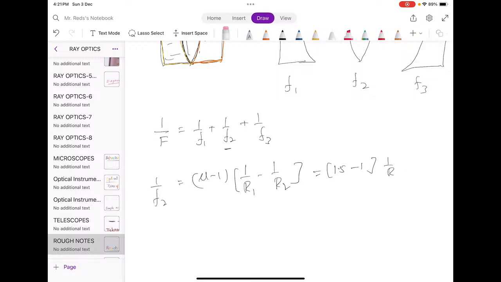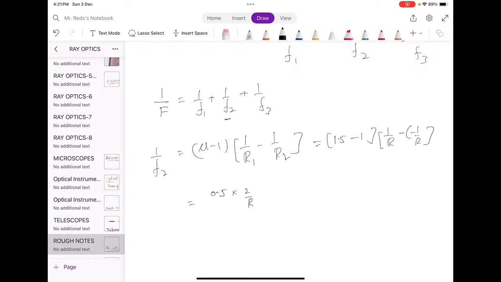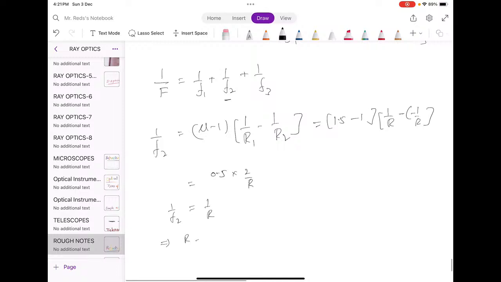You can write otherwise clearly, minus of minus 1 by r is plus 1 by r. It becomes 1 by r plus 1 by r, which is 2 by r. So 1.5 minus 1 is 0.5, into 2 by r. So 0.5 into 2 is 1, so it is 1 by r. So 1 by f2 is equal to 1 by r. This implies r is equal to f2, that is nothing but 20 centimeters. Right, done.